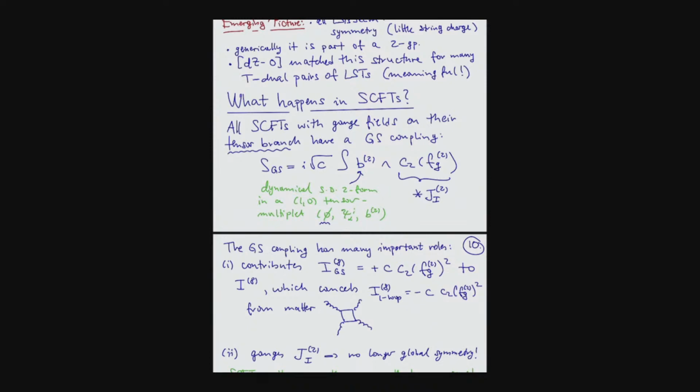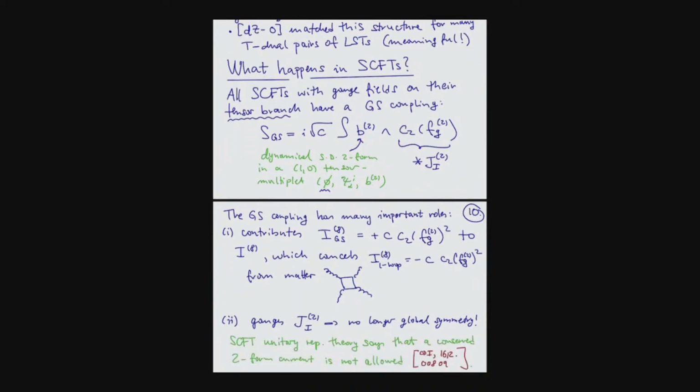And all superconformal field theories necessarily have a coupling of this form whenever there's a dynamical gauge field around. So if little f is a dynamical gauge field with second Chern class C2 of little f, then there's always a coupling of this form to the dynamical B field in the (1,0) tensor multiplet. It looks formally identical to the coupling I wrote down before, but before this B was a background field. It didn't do anything. It wasn't dynamical. Now this little b here is dynamical, and this coupling is much more dramatic.